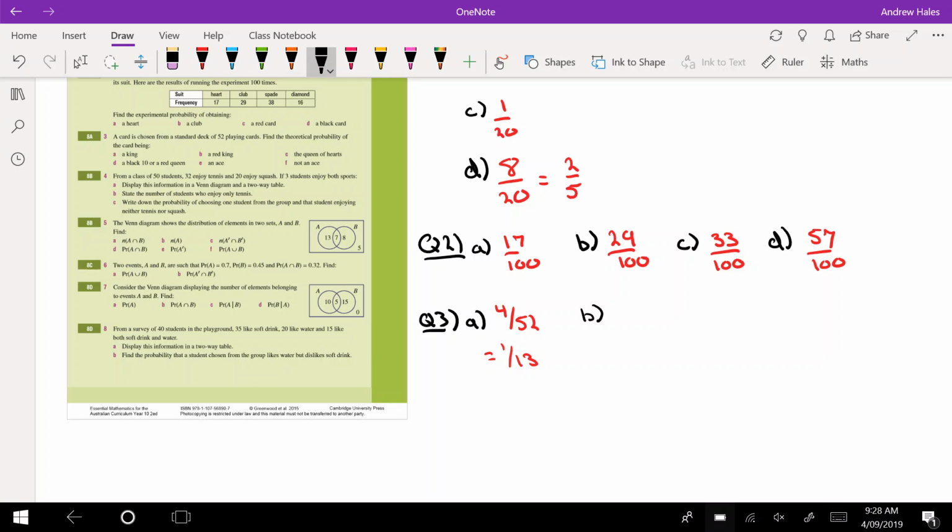Question B, a red king. Well, if there's 2 red suits, then that means there are 2 red kings. So it's going to be 2 out of 52, which is 1 out of 26.